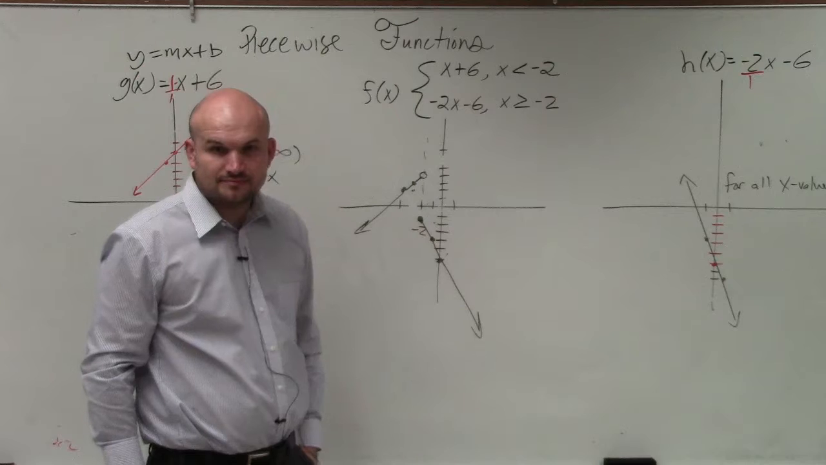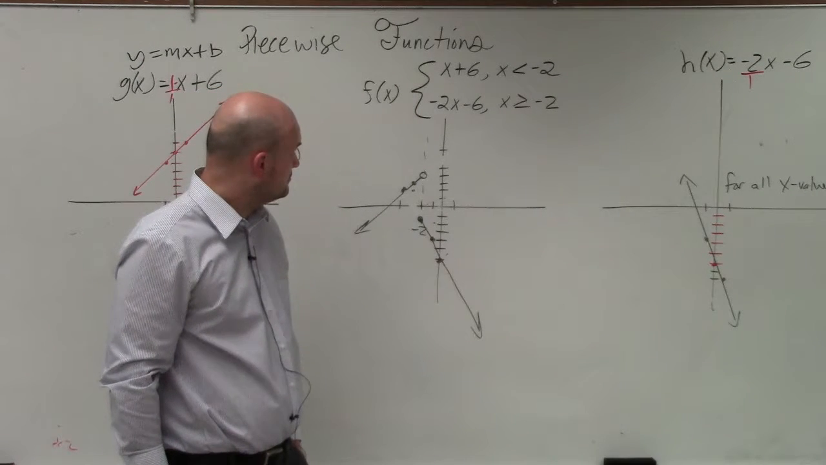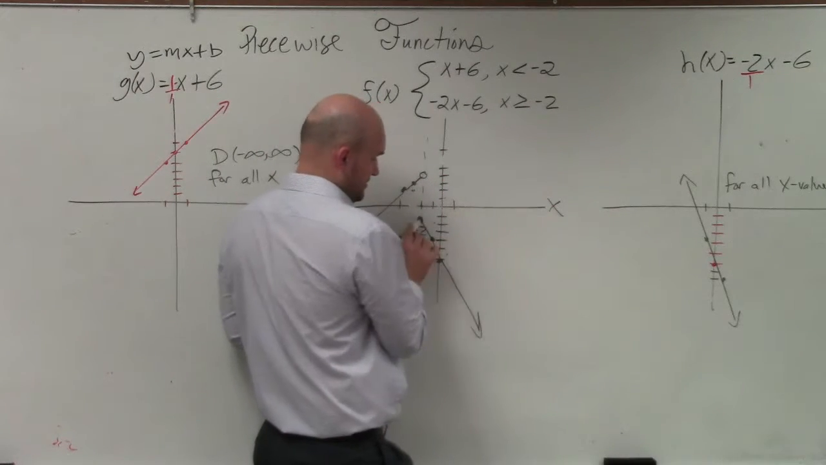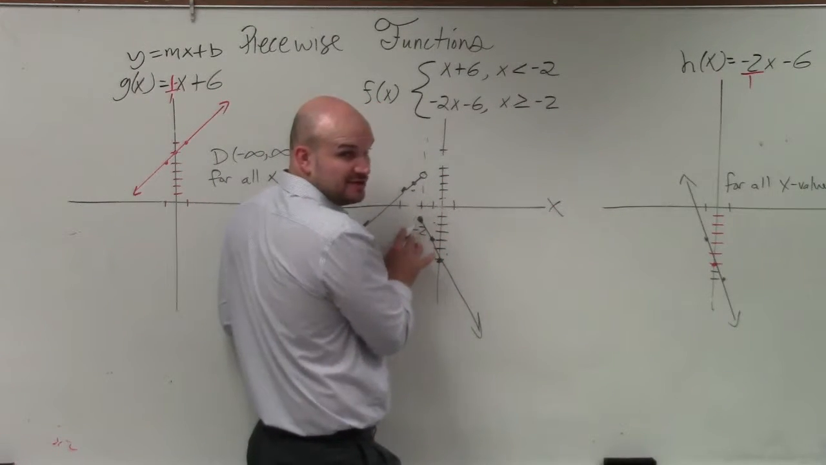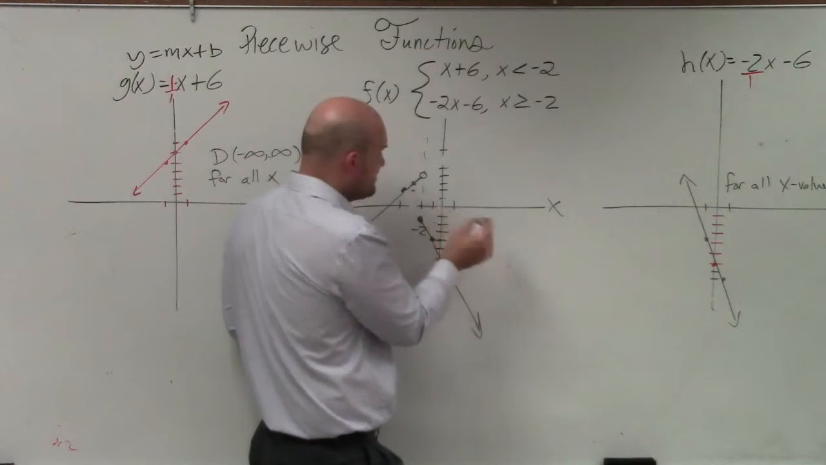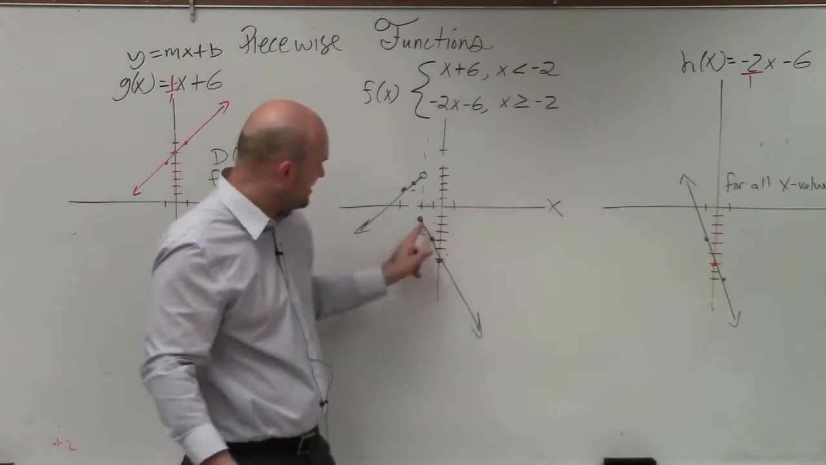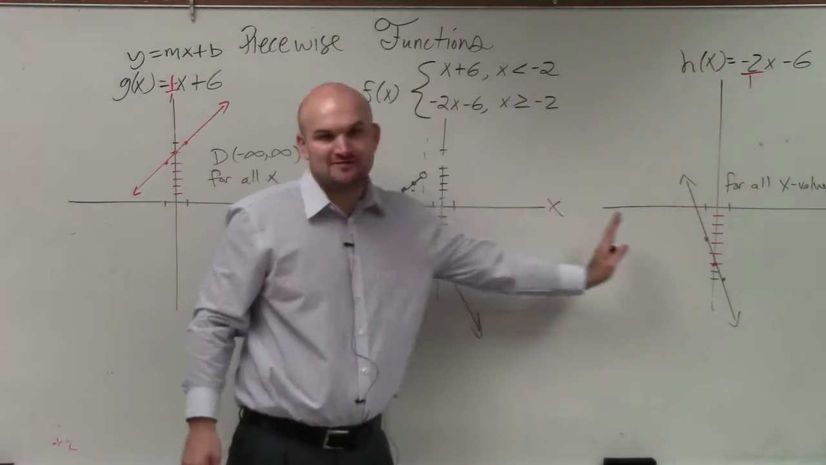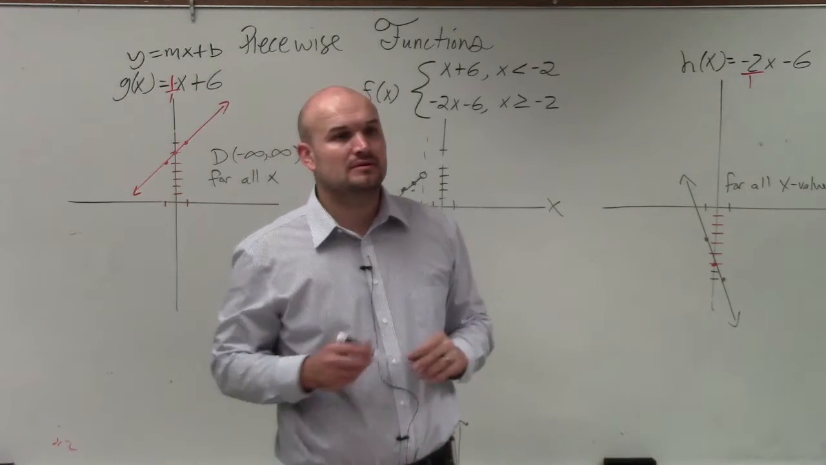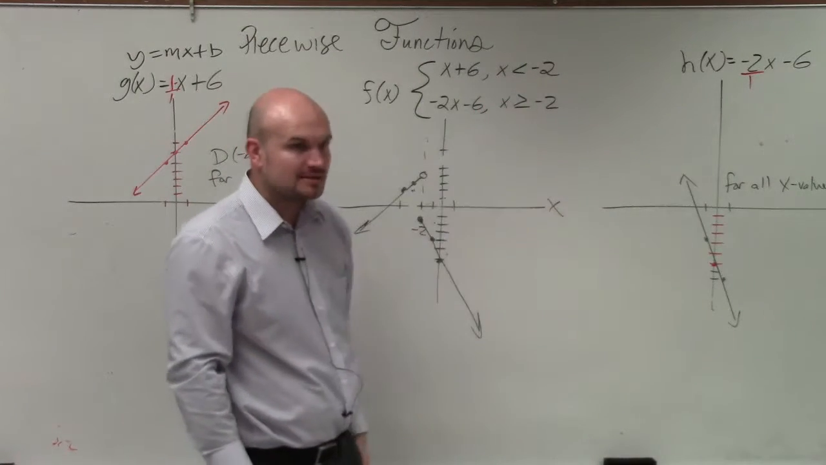Does everybody see that? Yes? X values that are greater than negative 2. Is negative 1 greater than negative 2? Is 0 greater than negative 2? Is 1 greater than negative 2? Yeah. So as you go to the right, all those x values are greater than negative 2. So that's why we graph to the right. Yes? So it's open circle because it doesn't have equal or less than. Correct.